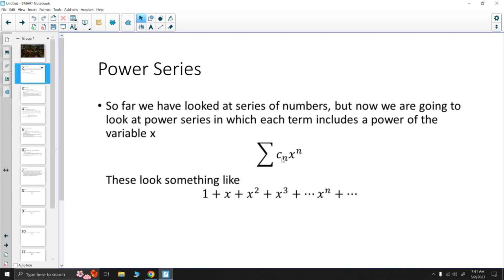However, c sub n could vary as well. So you could have a constant that is changing, just like any other series we've dealt with, but then our x power is also changing based on n in some way. So, basically, if you notice, this looks like a polynomial, except this polynomial goes on forever.